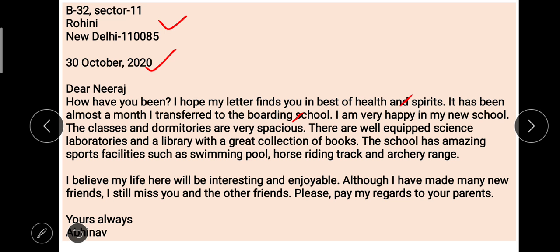The classes and dormitories are very spacious. There are well-equipped science laboratories and a library with a great collection of books. The school has amazing sports facilities such as swimming pool, horse riding track and archery range. So whatever the details the writer wants to give is presented in the first paragraph. Now second one is the part of conclusion. He's gonna conclude himself. I believe my life here will be interesting and enjoyable.